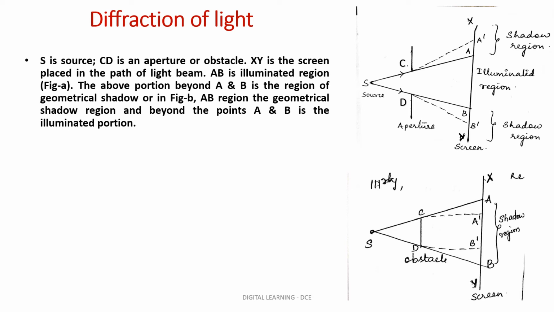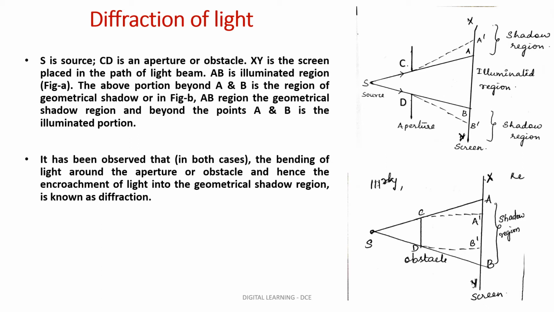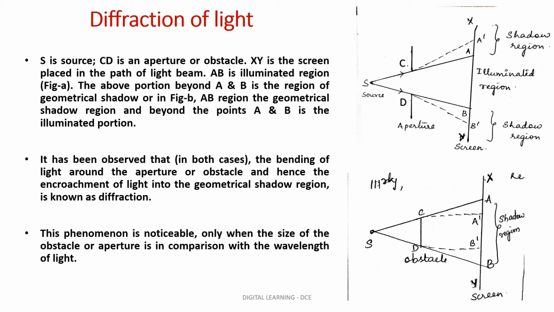These observations lead to the definition of diffraction. Diffraction is the bending of light at the edges of the aperture or obstacle and the spreading of light in the geometrical shadow. Normally, we don't always observe diffraction because this phenomenon is noticeable only when the size of the obstacle or aperture is comparable with the wavelength of light, approximately between 4000 to 7000 angstrom.